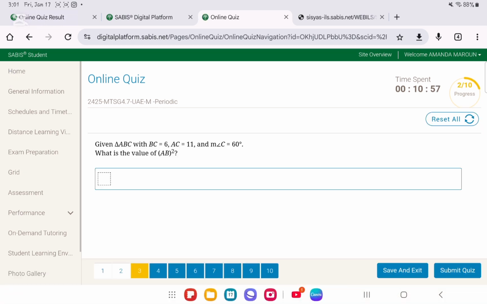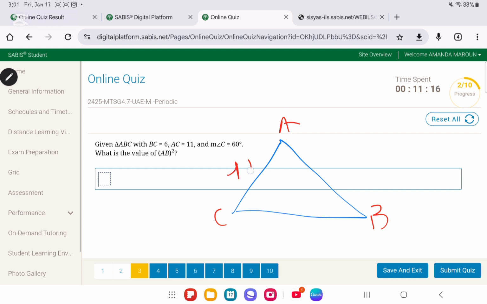What is the value of AB squared? So let us draw this triangle. Here in this triangle, we are given what? This triangle is triangle ABC. We are given that side AC is 11, side BC is 6, and the measure angle is 60 degrees. Whenever you see an angle, and what is given is the two sides next to it, then we will directly apply the cosine rule.